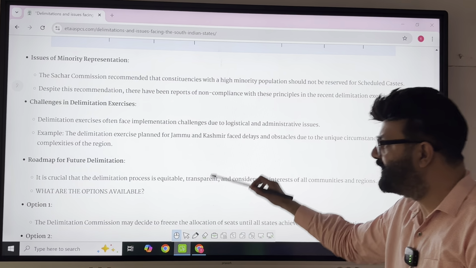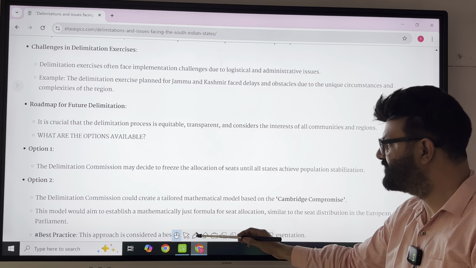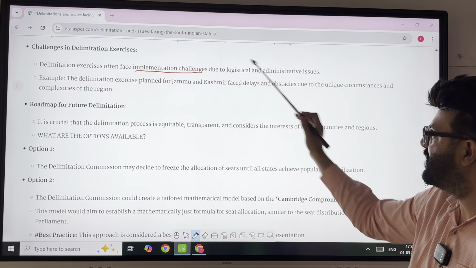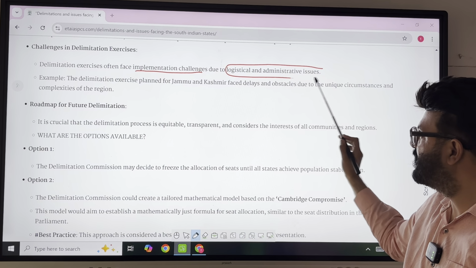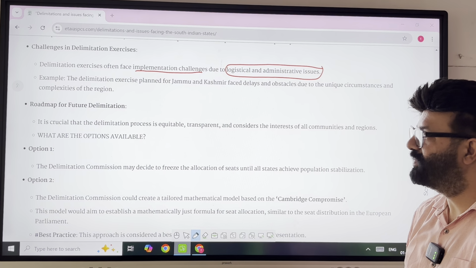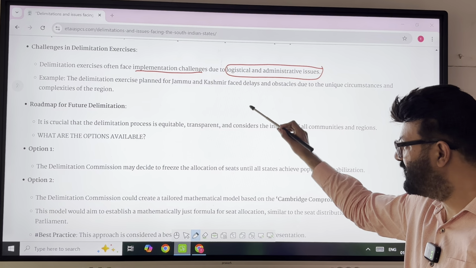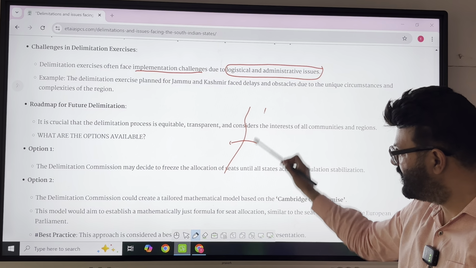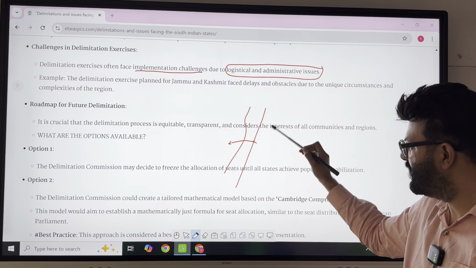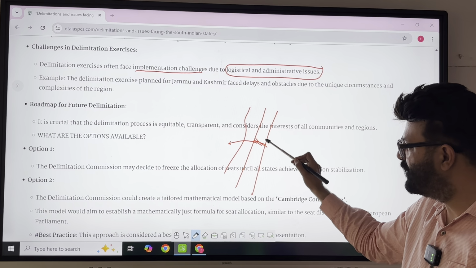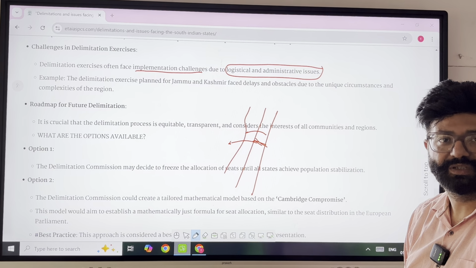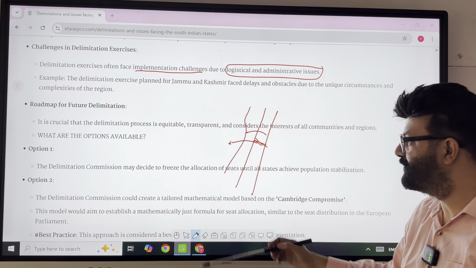So second point is challenges in delimitation exercise. Delimitation exercise often face implementation challenges due to logistical and administrative issues. So it is very tough. Now if we are redrawing the boundary, let's say we are moving one area from here and here, other area from here and here, and we are changing the dynamics of the population. So it is a very tough issue. It requires what? Logistic and administrative issue.